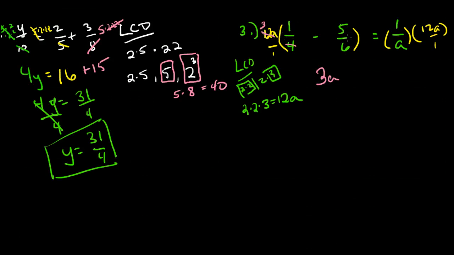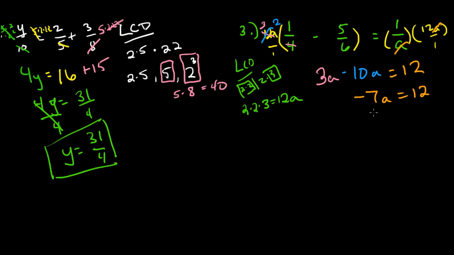The 12a times 5 over 6, the 12 and the 6 cancel to 2 times a, or 2a times 5, which would be negative 10a. And that is all equal to, these a's cancel on this side, so that'll just be equal to 12. Well, I can combine my like terms here. 3a minus 10a, if I have 3 of something and I take 10 away, I have negative 7 of that something. That's equal to 12.